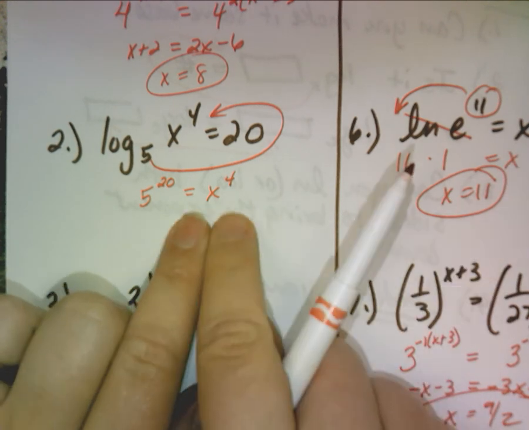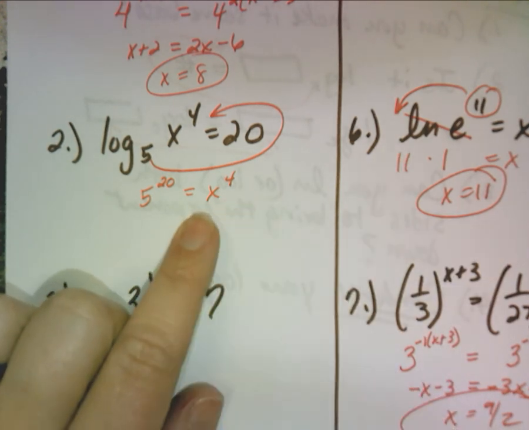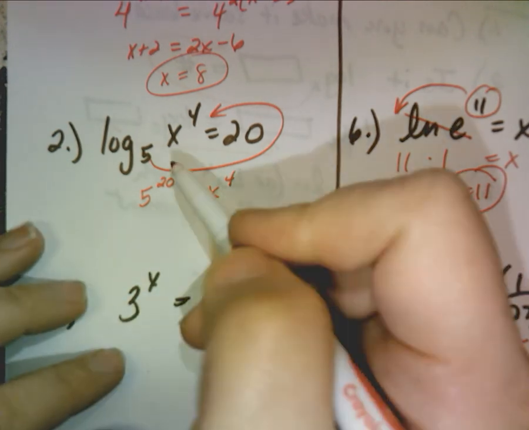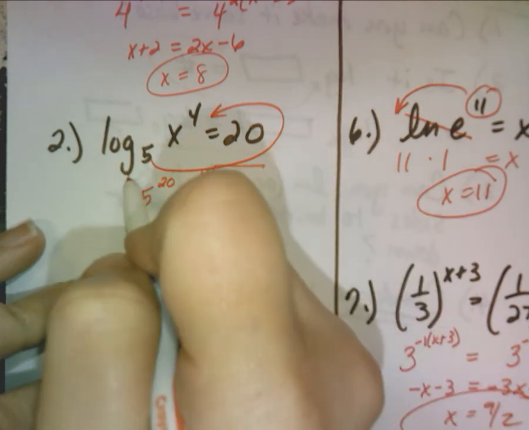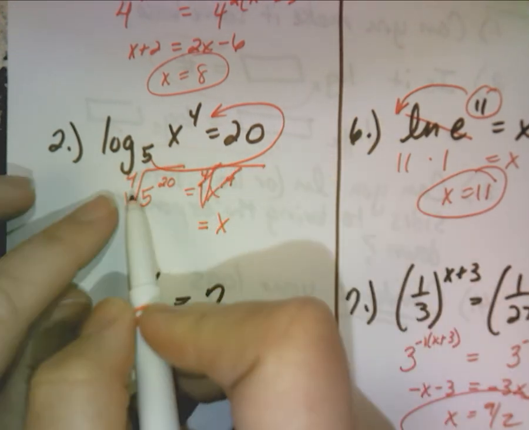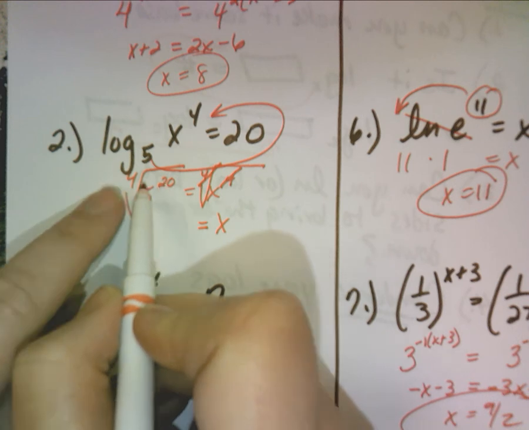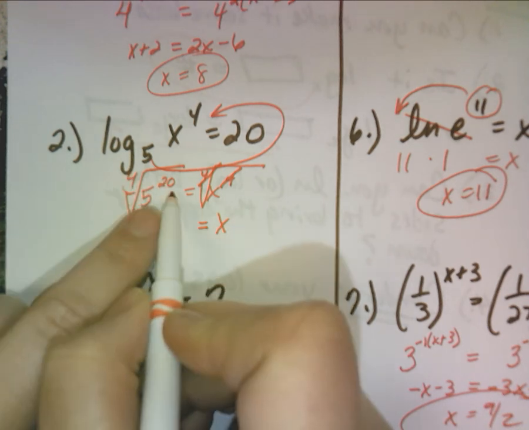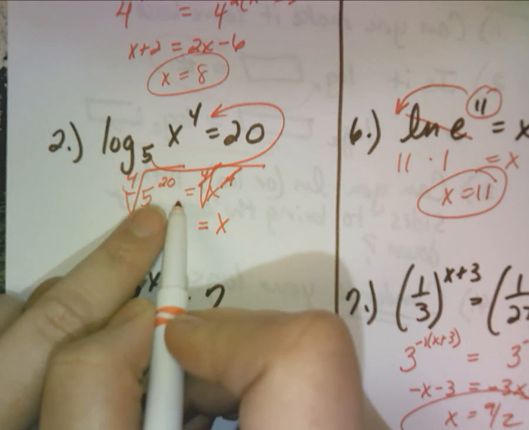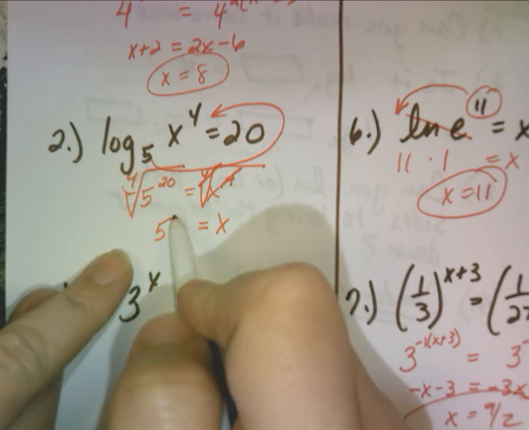How do you undo an x to the 4th? What's the inverse operation there? 4th root it. How do I do a square? I square root it. If I cube root, I cube root it. You could raise it to a power of 1/4. I'm just going to 4th root it. That cancels. I'm left with x equals the 4th root of 5 to the 20th. Again, that index is just the division of that exponent. So what's 20 divided by the 4? So it's really 5 to the 5th.